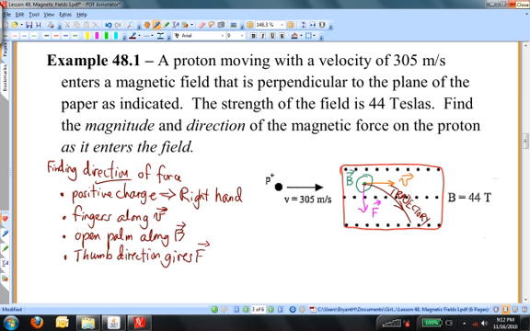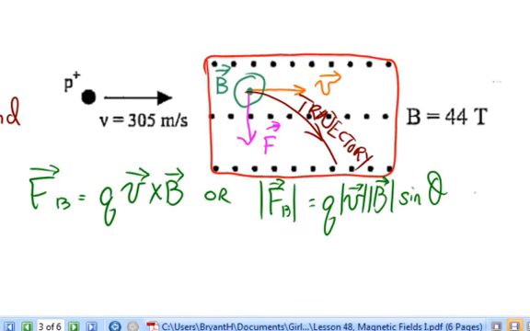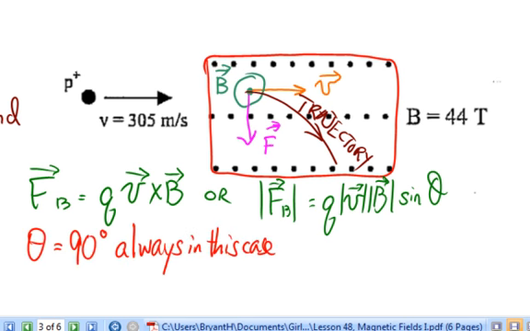Now, what is the strength of the force? Well, let's apply the Lorentz force formula. F is equal to qV cross B, where F is equal to q times V times B times the sine of the angle between V and B. In this case, the magnetic field is always out of the page. The velocity is always in the plane of the page, so the angle between B and V is always 90 degrees, no matter what the trajectory of the particle is. If theta is 90 degrees, then the sine of theta is always equal to 1.